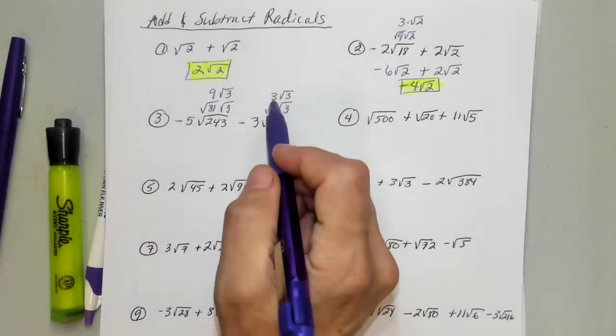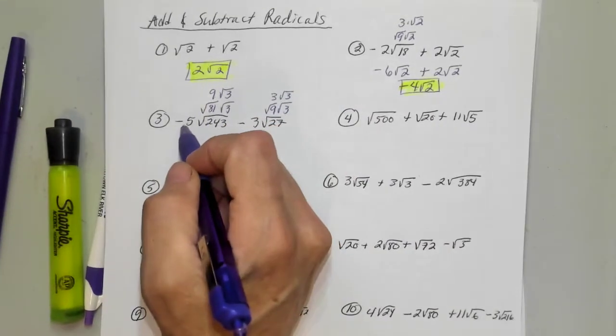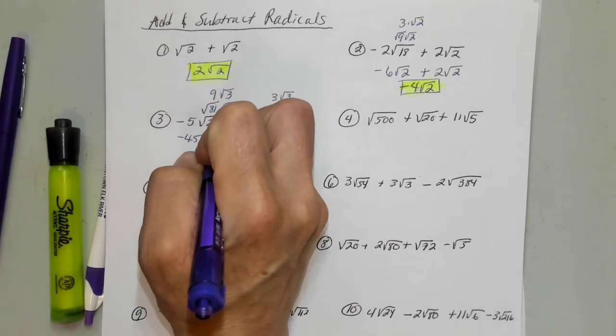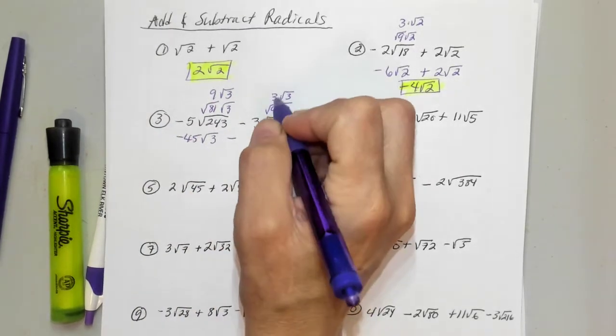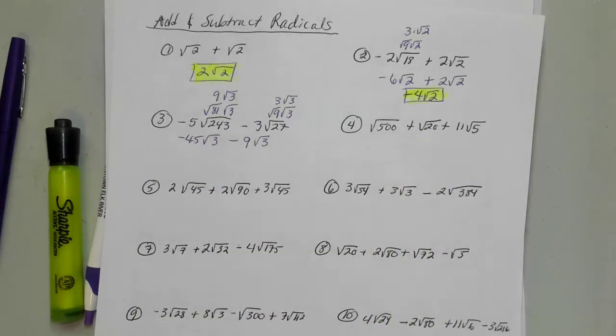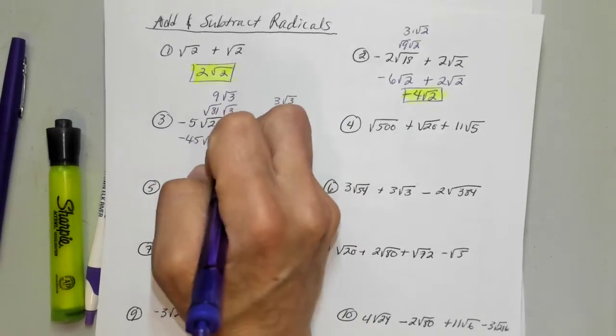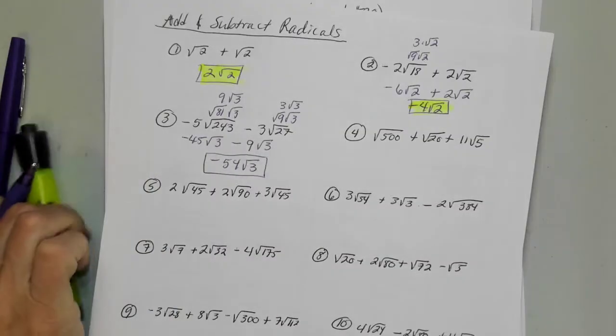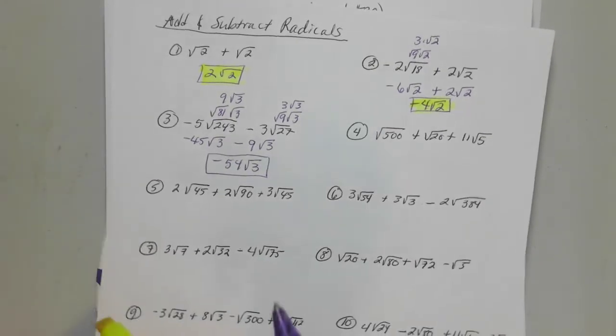Again, I'm going to take the number that came out of the radical and multiply it by the number in front. So I get negative 45 root 3 minus 9 root 3. And a negative 45 minus a 9 is negative 54 root 3. And that should be number 3.